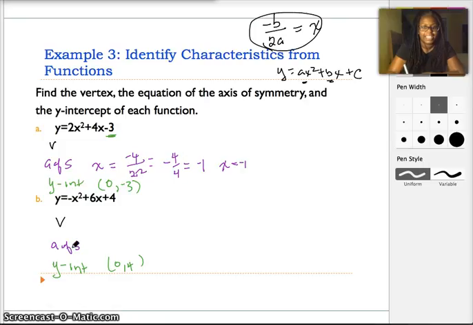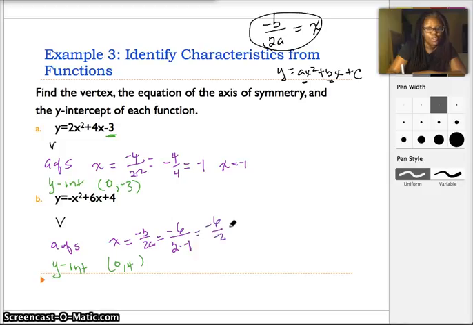Let's do the same thing for the axis of symmetry for this one over here. It's negative b over 2a. So x is equal to negative b over 2a. What's b in this case? b is 6. So negative 6 over 2 times a. What's a in this case? It's negative 1. 2 times negative 1. What I end up with is negative 6 over negative 2, which leaves me with 3. x equals a positive 3 is the axis of symmetry.